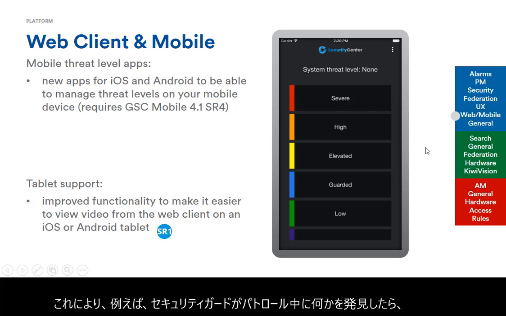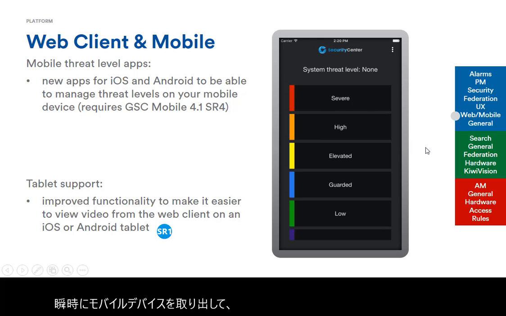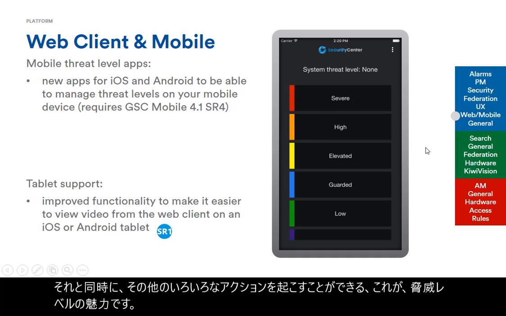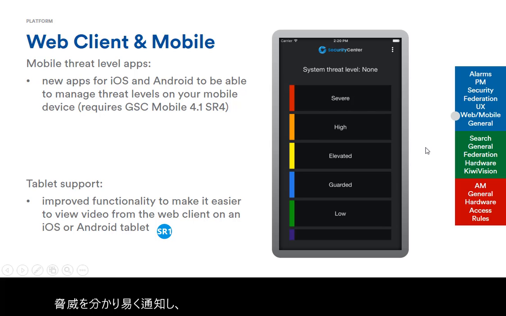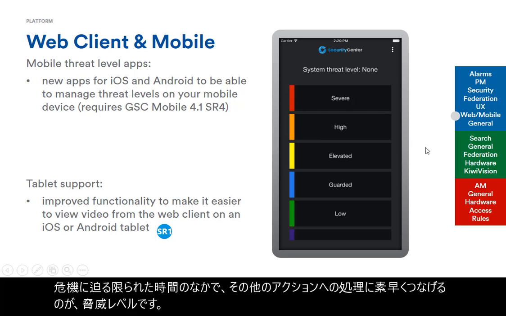So this is nice if you do have, let's say, a guard that's out patrolling and he sees something. He can just pull out his phone, pull up the threat level app, and set the threat level right away, which of course can trigger a whole bunch of other things happening on the system. That's the whole point of threat levels, is for visibility and notification and getting things going as quickly as possible when there's an actual threat happening.